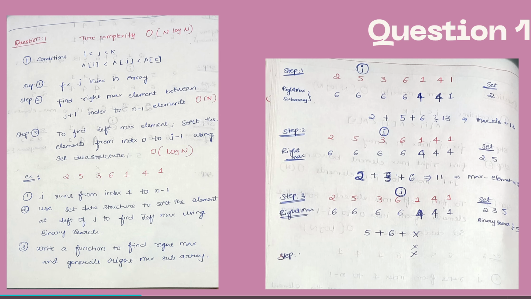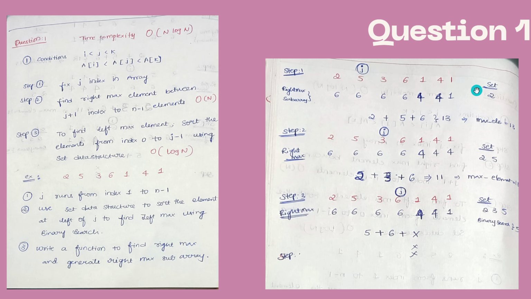I will explain clearly so that you can understand. Let us take this as an example. Your first step is to run the index j. You have to initialize a for loop from index 1: for j equals 1, j less than n minus 1, j plus plus. In that, you have to get ready with the right max subarray. How do you write the function for the right max subarray?